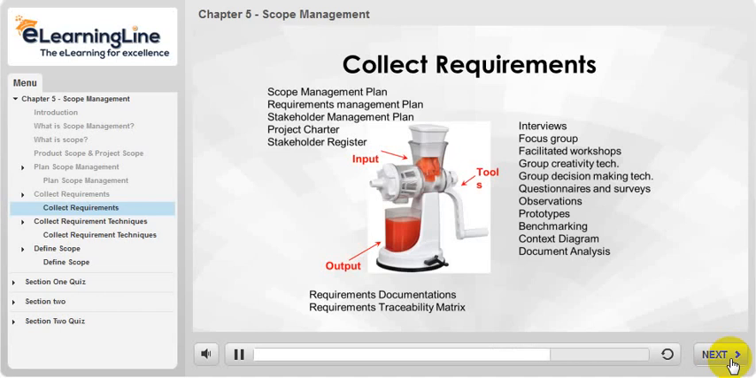Now, there are many tools like interviews, focus groups, facilitated workshops, group creativity techniques, group decision-making techniques, questionnaires and surveys, observations, prototypes, benchmarking, context diagram, and document analysis to collect requirements. We will learn an overview of all techniques in next slides. The important thing is that the needs and requirements of the customer and other key stakeholders need to be translated from high-level requirements to more detailed requirements that eventually will turn into the deliverables that comprise the work breakdown structure that we will be discussing very soon.